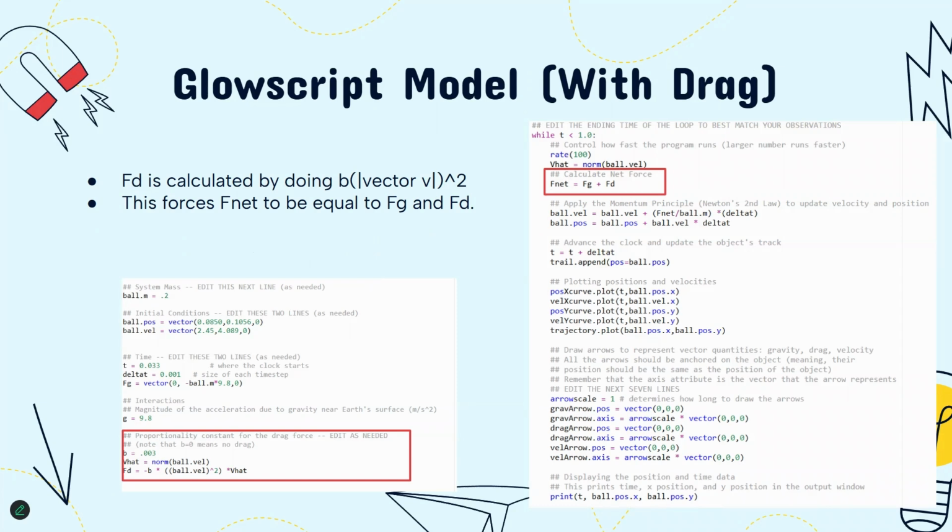Fd is calculated by doing b times the absolute value of the vector v squared. This forces F net to be equal to Fg and Fd, as shown on the right in the red box, where the net force is F net, where F net is Fg plus Fd. Everything else is basically the same.